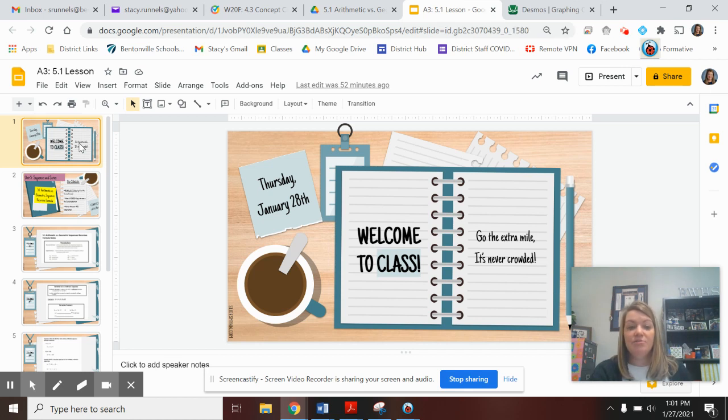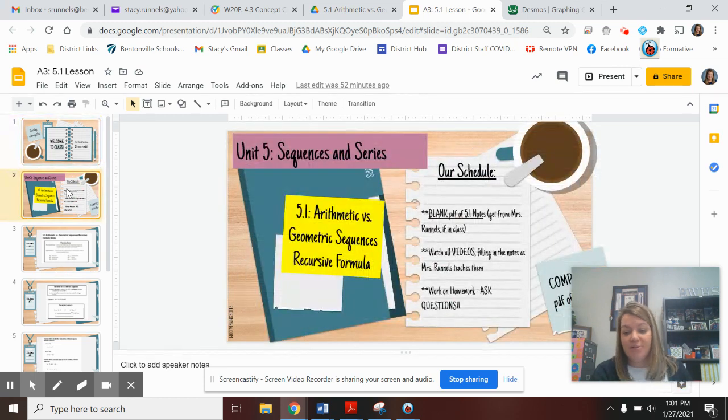So we are going to start Unit 5 today. And Unit 5, I think you guys will like it. It's something completely different that we haven't done any of yet, and it's called Sequences and Series. So we're going to do lots of stuff with different kinds of sequences, arithmetic versus geometric, and then recursive versus explicit formulas. And I think you guys will really like it.